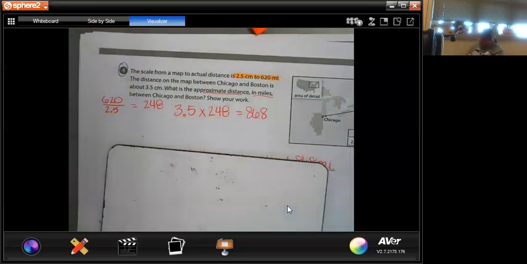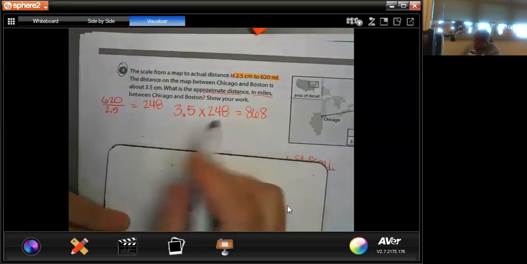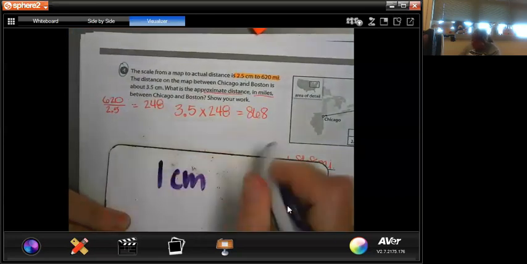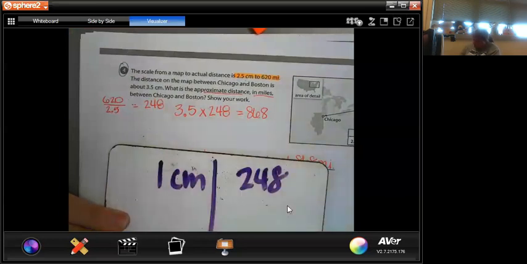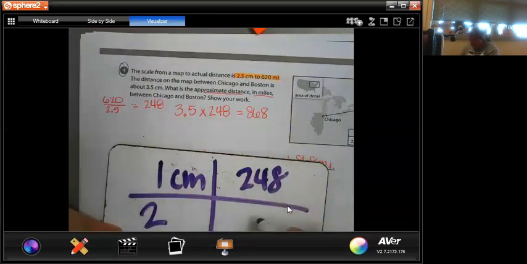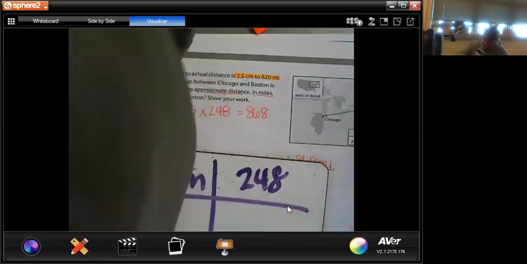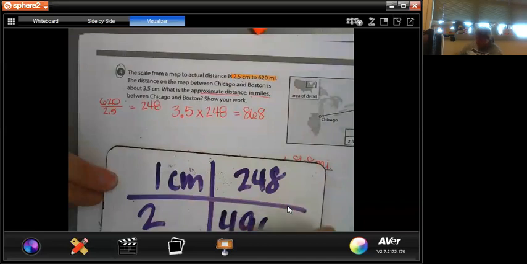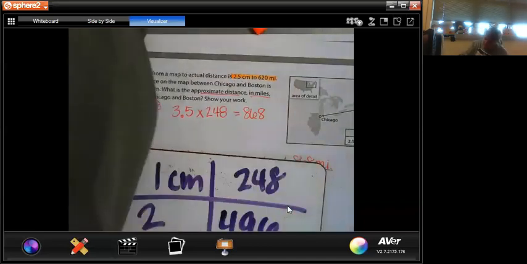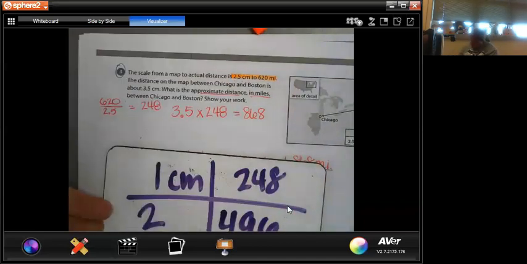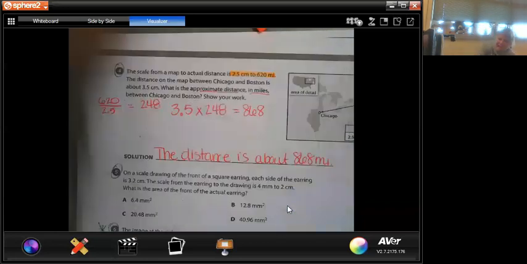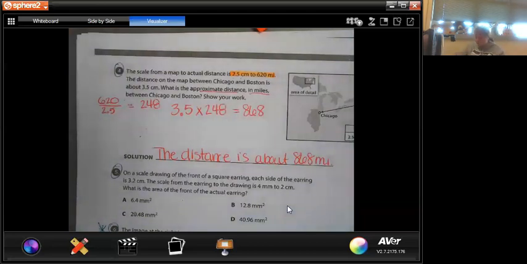if you set up a table like this, you know that 1 centimeter on the map is 248. So 2 centimeters would be double that, which is, oh my goodness, 248 times 2 is 496. 3 centimeters is 744. And then you know that we would have to keep going. So if you needed to do it this way, totally fine. It's totally up to you.